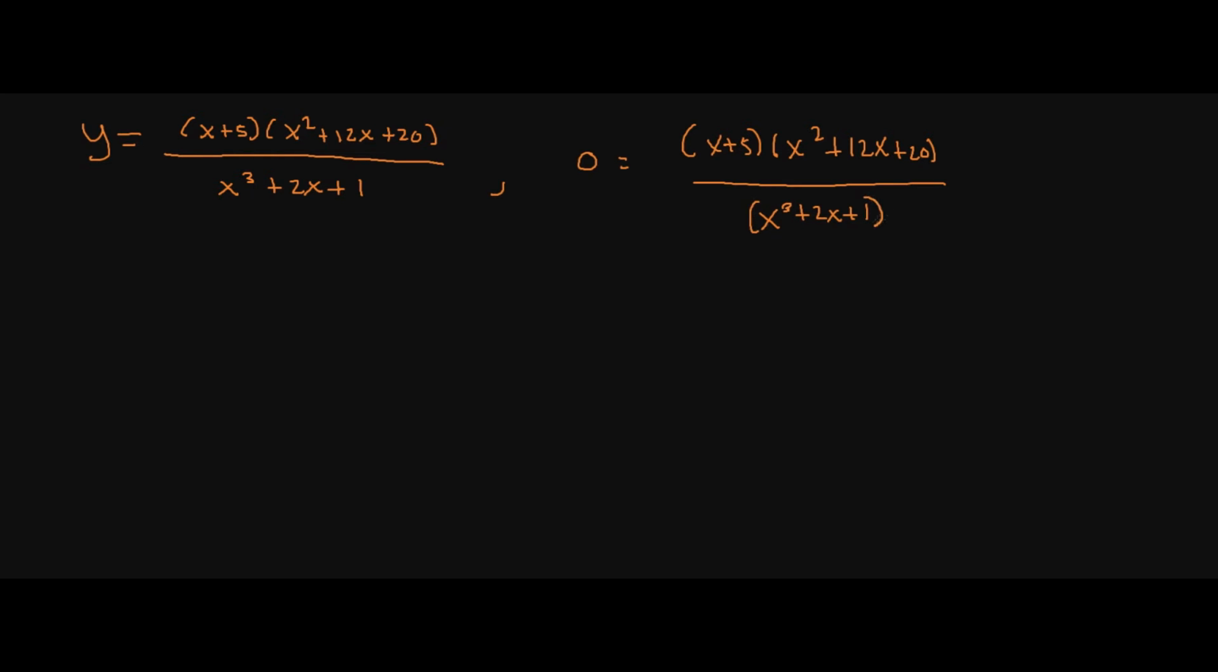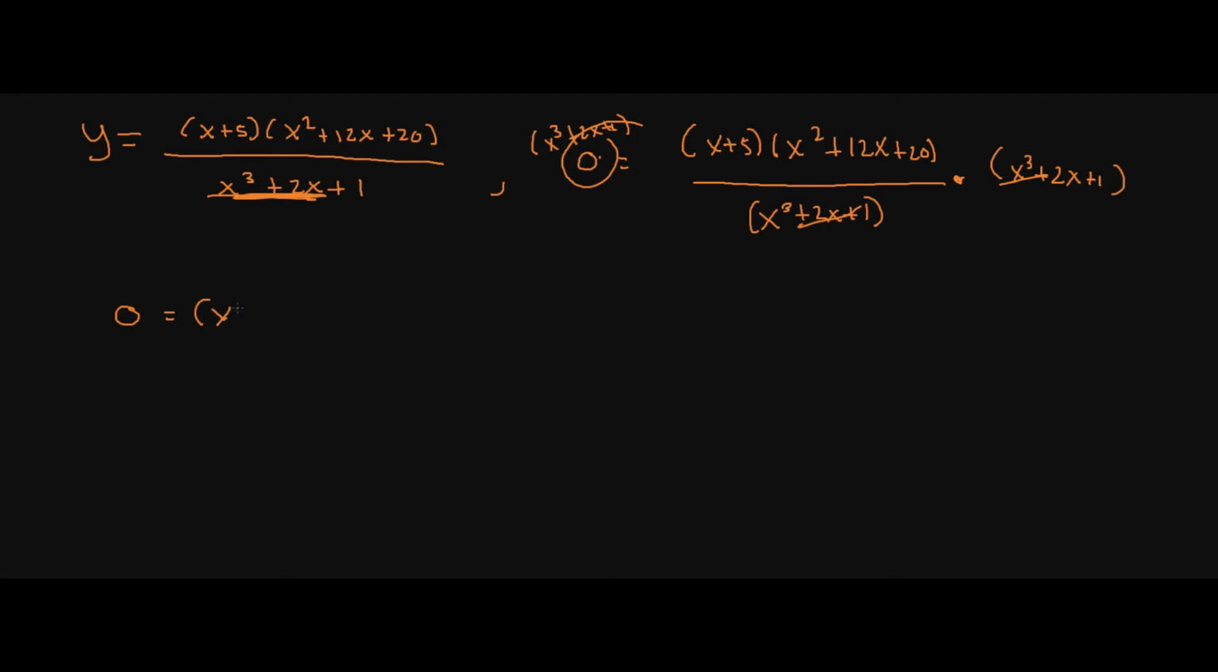Again, you can see that no matter what, if I multiply the denominator by both sides, these are going to cancel out. And again, 0 multiplied by anything is still 0. So when we're finding our x-intercepts, we can ignore the denominator because we're always going to multiply it by 0.